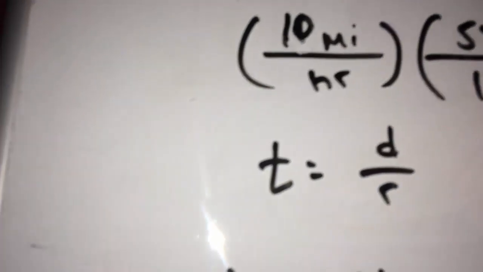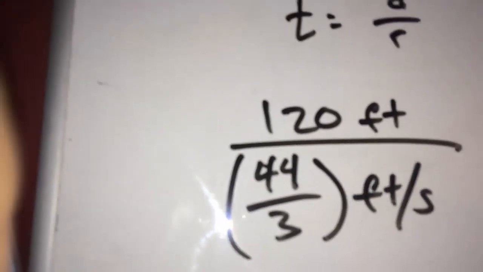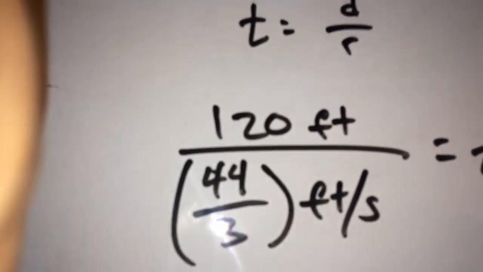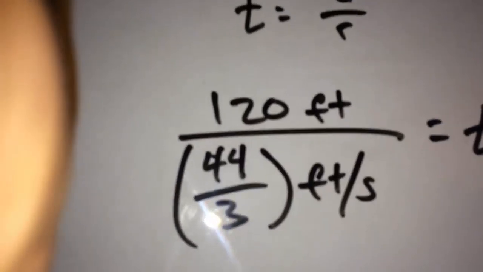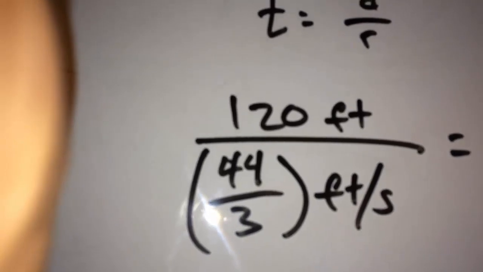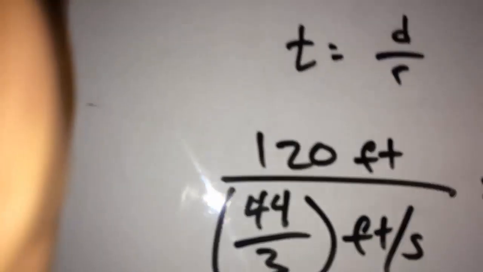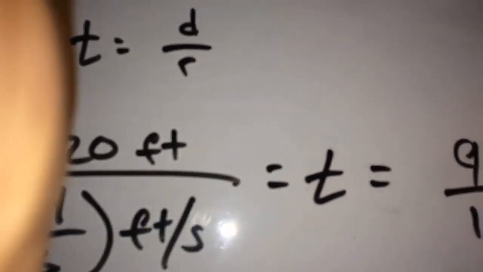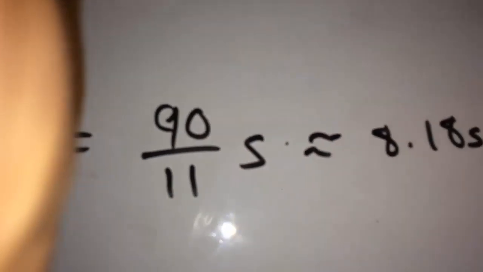Now we use the formula time is equal to distance over rate. We have a distance: your friend is 120 feet away. The rate at which the frisbee travels towards him is 44/3 feet per second. This gives us time, which is equal to 90/11 seconds, or 8.18 seconds.